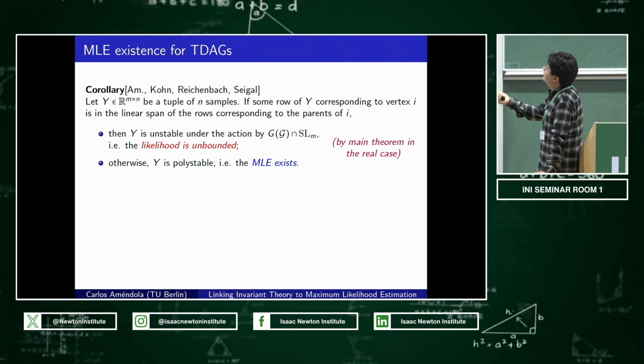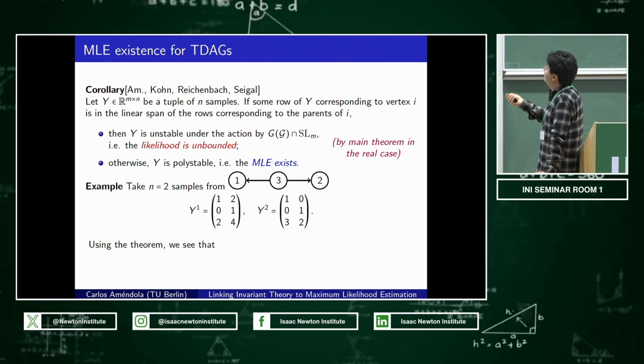And otherwise, this is going to be polystable, in which case the MLE exists. So this is an example. I can give you the same graph that we had. Consider these two samples, so I have two columns. This means that for variable 1, I observe a 1. For variable 2, I observe a 0. For variable 3, I observe a 2. And then I sample again, and I observe 2, 1, 4.